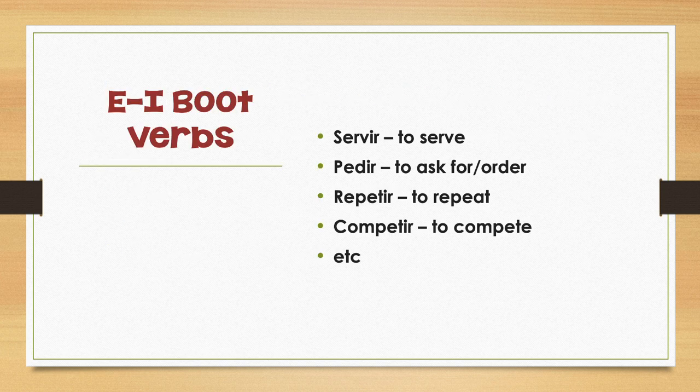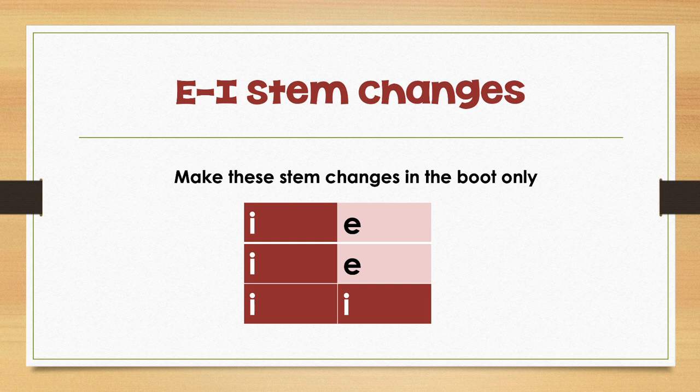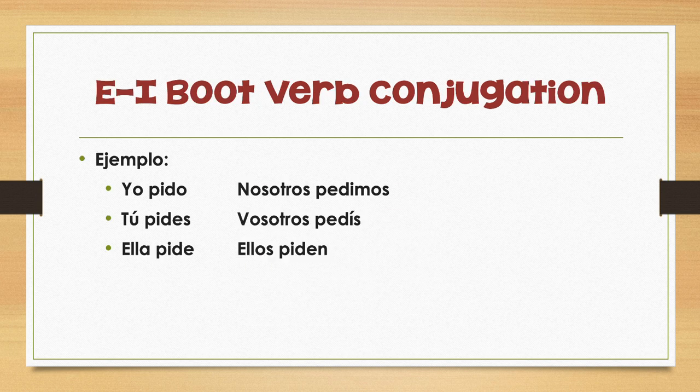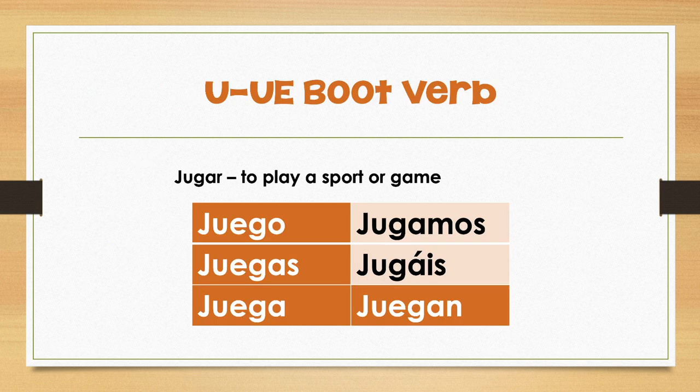Okay, and then we have a shorter group, the E to I boot verbs. They would include verbs like servir, pedir, repetir, and competir. And again, the stem change only happens in the forms that feed into the boot. So for example, if we had pedir, to order, we'd have yo pido, tú pides, ella pide, nosotros pedimos, vosotros pedís, and ellos piden. And finally, we have one U to UE boot verb, and that is jugar. So that would be juego, juegas, juega, jugamos, jugáis, and juegan.